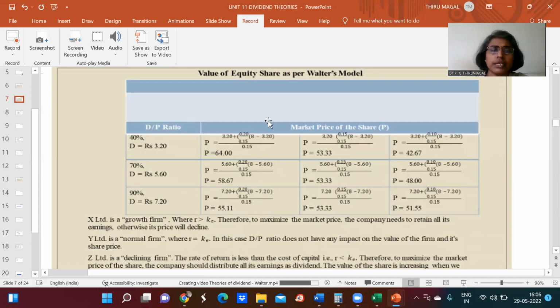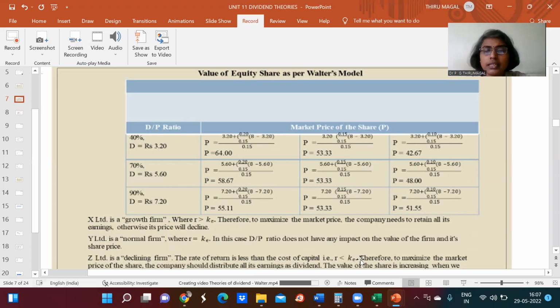So as far as company X is concerned, it's a growing firm. So the company should retain everything. The dividend should be 0. Then only the share price can be increased. Whereas Y Limited, it's a normal firm, R equal to K. So there the optimum payout ratio does not play an important role as far as the share price is concerned. Whereas Z company, it's a declining firm.